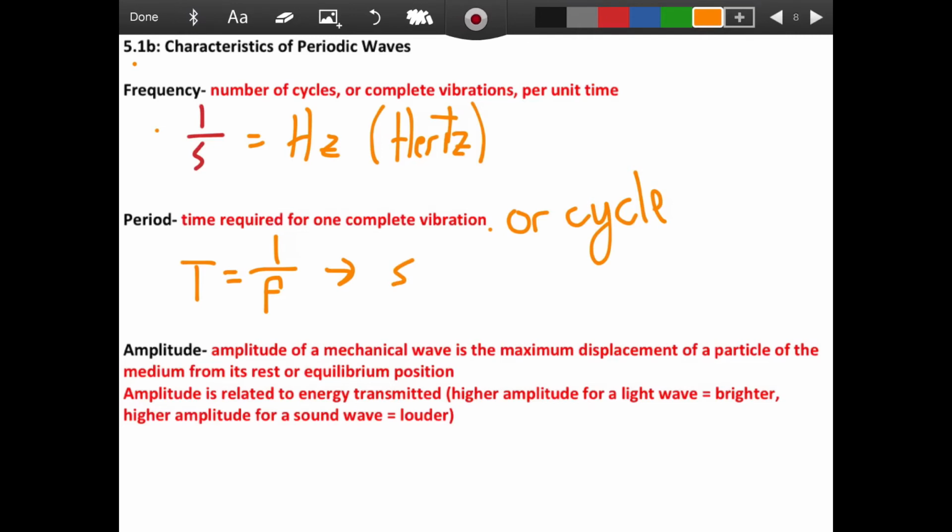Now, the amplitude of a mechanical wave is the maximum displacement of a particle of the medium from its rest position or equilibrium position. Amplitude is related to the amount of energy that a wave transmits. If we're talking about light waves, we're talking about the brightness or intensity. So a higher amplitude for a light wave would correspond to a brighter light. But for a sound wave, think electric guitars. You plug them into an amp. So for sound waves, the higher the amplitude, the louder the sound is going to be.